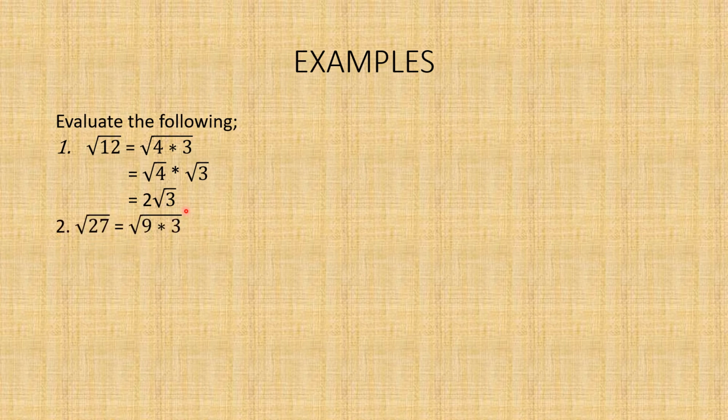Then the second example, I have the root of 27. 27 can be expressed as a product of a perfect square and another integer, that is 9 times 3. I can easily get the square root of 9. So from the second rule, I can separate these, each into its own root: square root of 9 times the square root of 3. What is the square root of 9? Square root of 9 is 3.